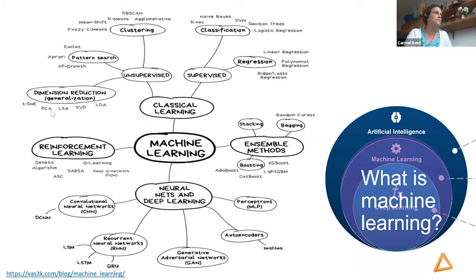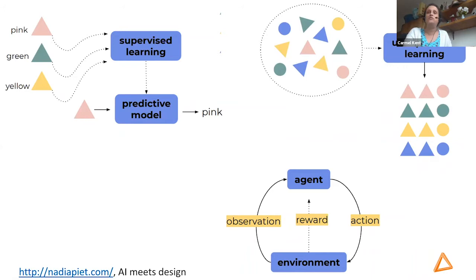I love those illustrations by Nadia Piat. She's a designer who does very nice illustrations about AI of those three categories. So I have borrowed them to use here. So very generally, the term supervised learning is used to describe machine learning algorithms that are trained on a data set that includes the outcome values, usually annotated by a human expert.